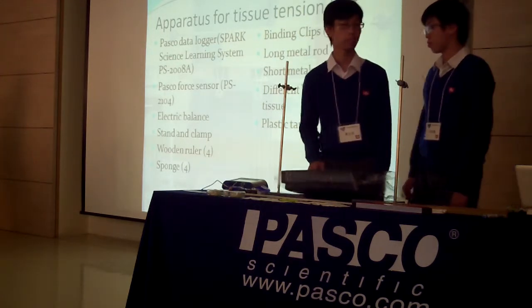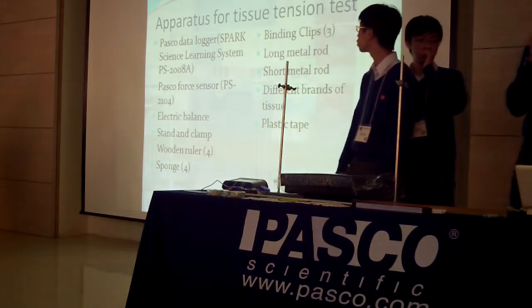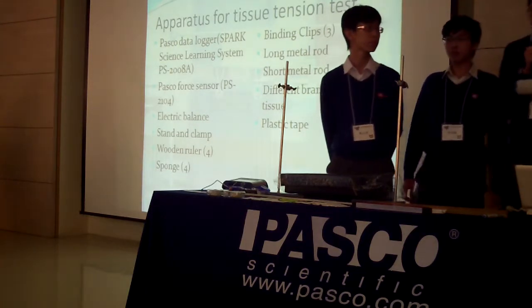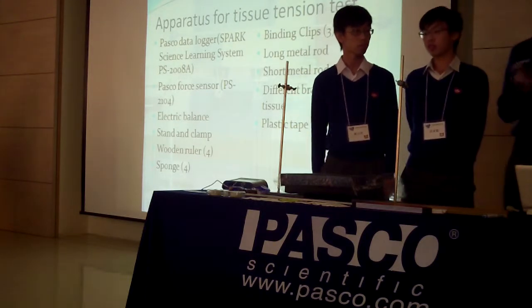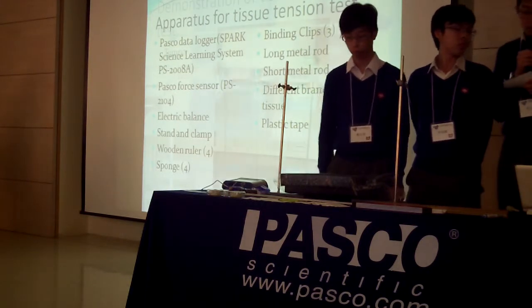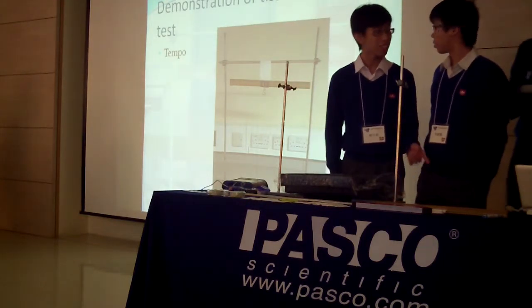Here is our experiment, which consists of two parts. The first part is to find out the breaking tension of the tissue, and the second part is to find out the elongation of tissue. These are the experimental materials we need for the tissue tension test.